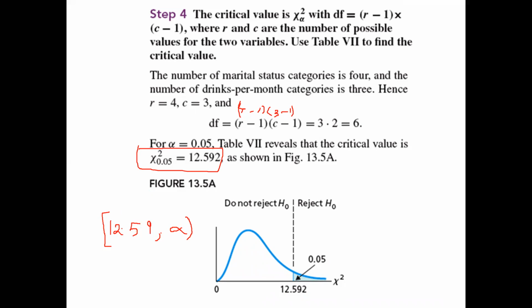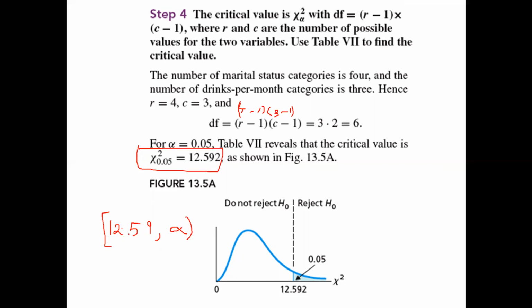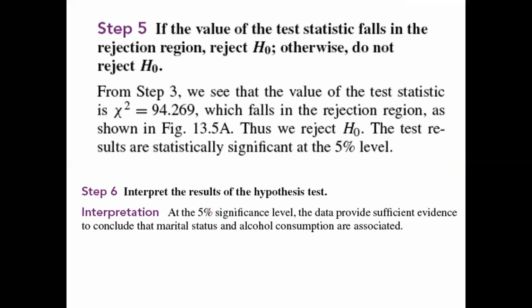If the chi-square observed value falls within the critical interval, then we reject the null hypothesis. My chi-square observed value is 94.26, so clearly it falls in the rejection region, and it is greater than 12.59. So we reject the null hypothesis. The data provides sufficient evidence in favor of H1, and we conclude that marital status and alcohol consumption are associated. But we cannot say whether alcohol consumption depends on marital status or marital status depends on consumption. We cannot assign causation from one factor to the other, but we can say there is a significant association between the two.